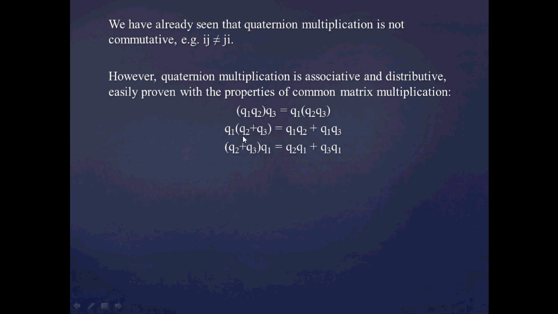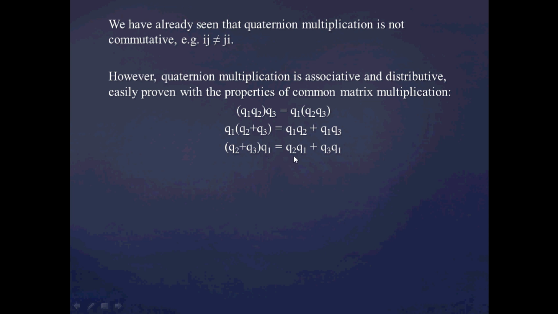And for the distributive property, let's say I had q1 times the sum of q2, q3. That's equal to q1 q2 plus q1 q3. Now, just to emphasize that we cannot commute, let's suppose I had q2 plus q3, then multiplied by q1 on the right.